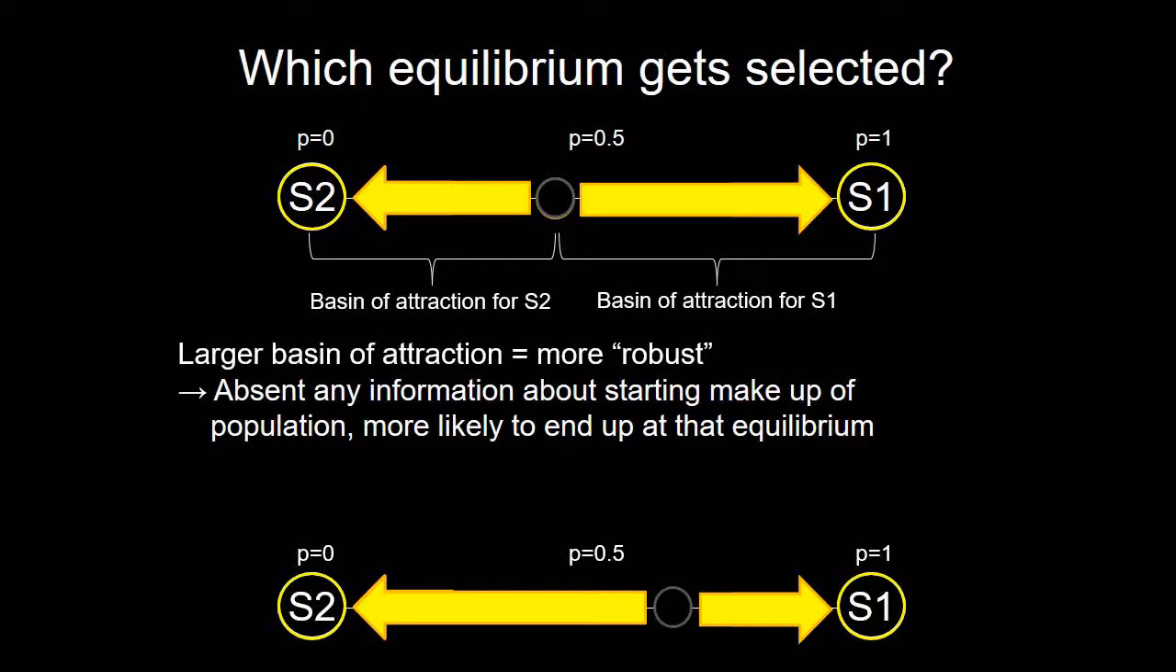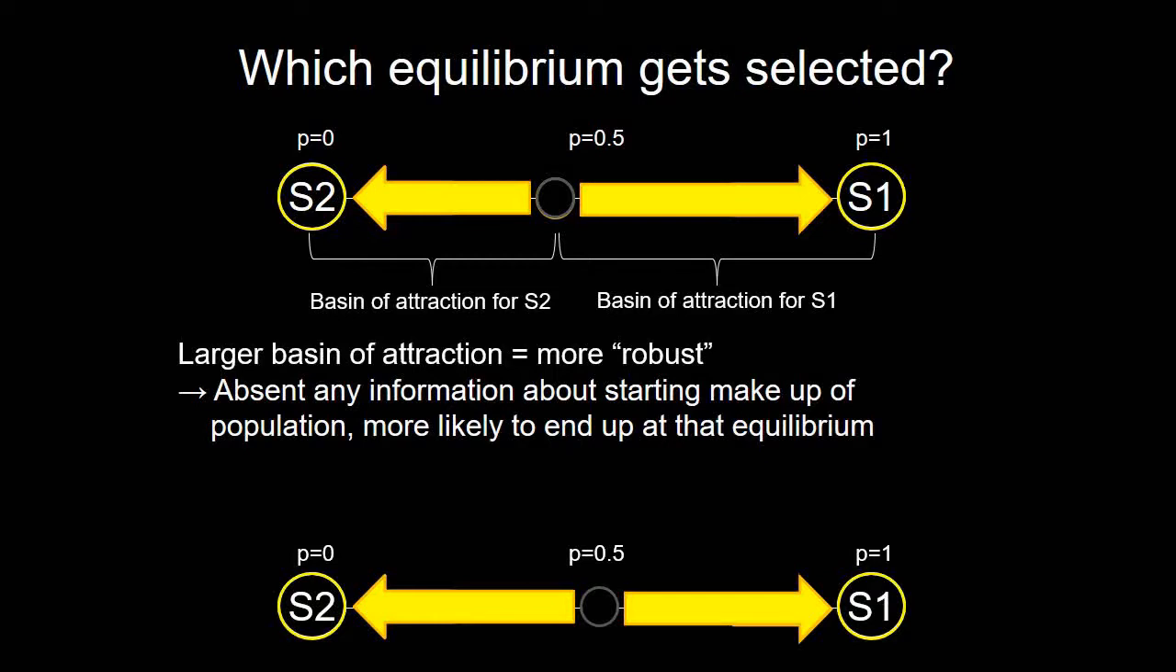Here's an opposite example where strategy 2 has a bigger basin of attraction than strategy 1. In almost all cases, one or the other is going to have a bigger basin of attraction, but there's this special non-generic case where the unstable equilibrium is exactly at p equals 0.5. Then the two strategies have exactly the same size basin of attraction and are exactly equally likely to attract things.